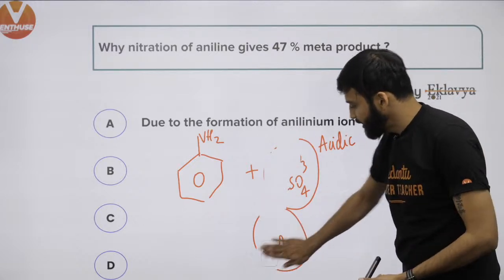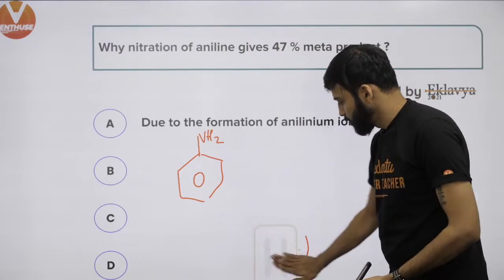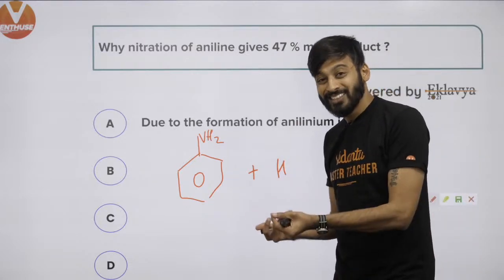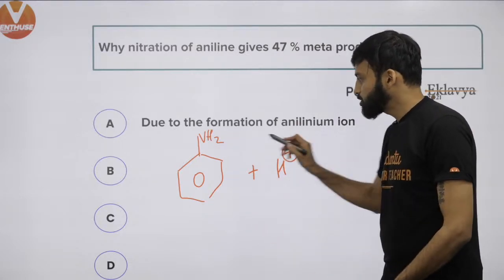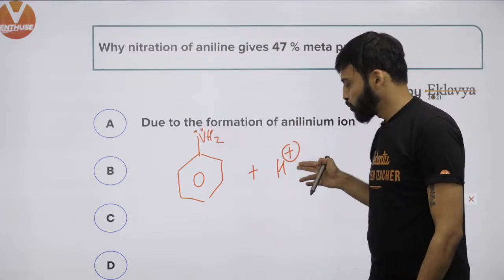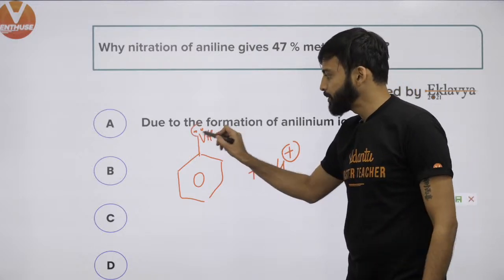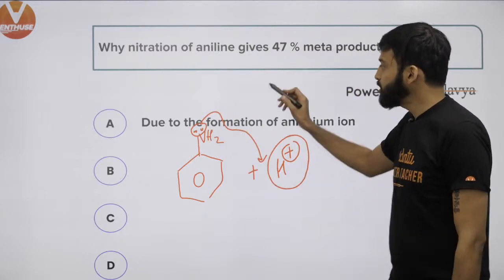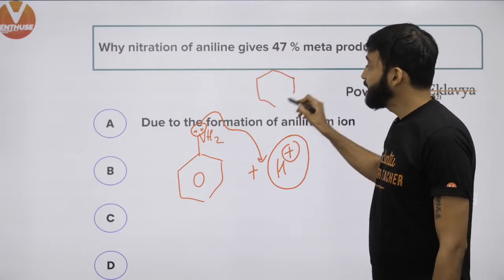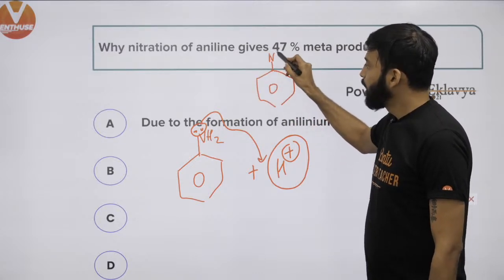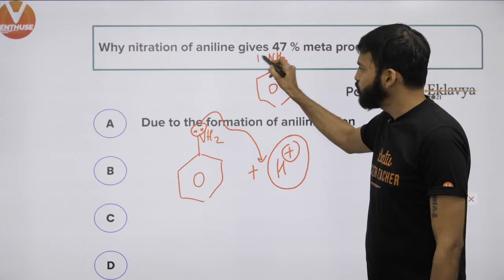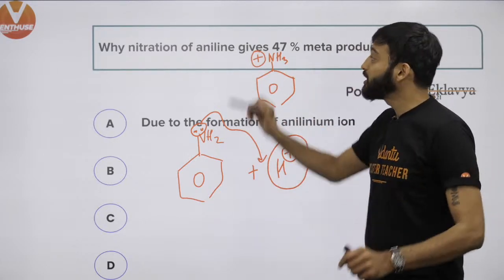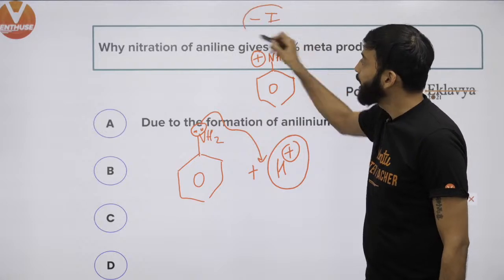Because HNO3 and H2SO4 provide an acidic medium, this lone pair will see the proton and go crazy. It will attack this proton, giving an anilinium ion. And if you have studied chemistry properly, you know an anilinium ion is a strong deactivating group. It is a strong -I group.